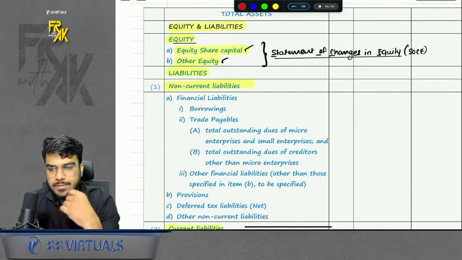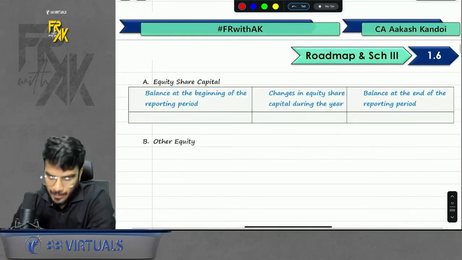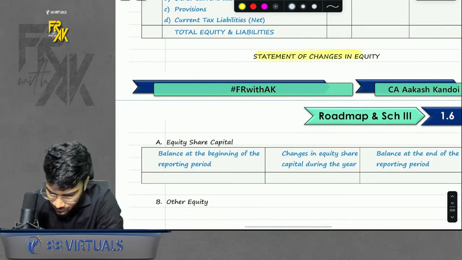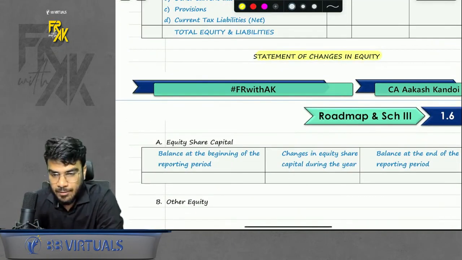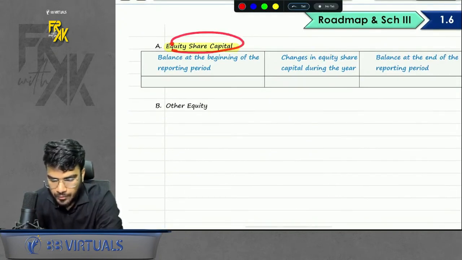Is this clear to everyone, guys? Perfect. Now, sir, do show us the statement. So see, this is how the statement looks. Statement of changes in equity, right? So first you have equity share capital. Under equity share capital, you will have 3 columns.